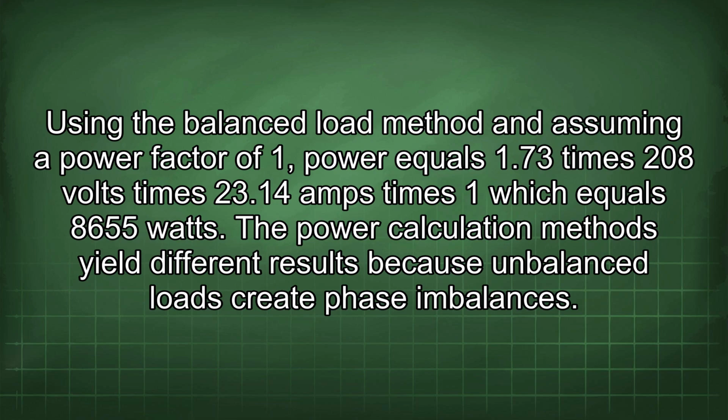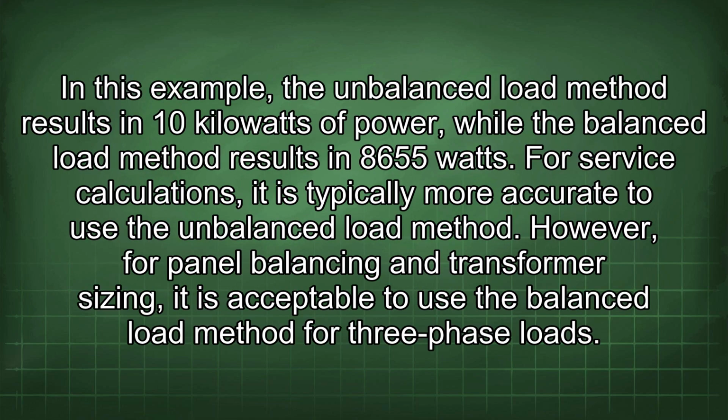8,655 watts. The power calculation methods yield different results because unbalanced loads create phase imbalances. In this example, the unbalanced load method results in 10 kilowatts of power, while the balanced load method results in 8,655 watts. For service calculations, it is typically more accurate to use the unbalanced load method. However, for power balancing and transformer sizing, it is acceptable to use the balanced load method for three-phase loads.